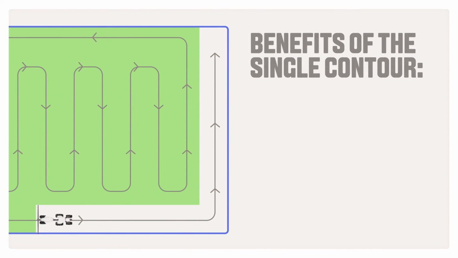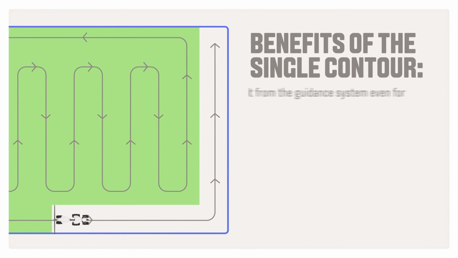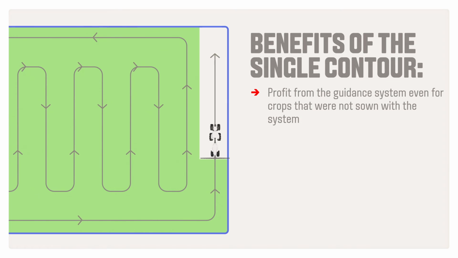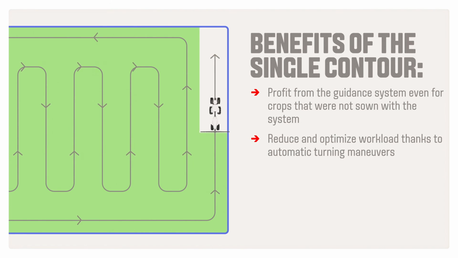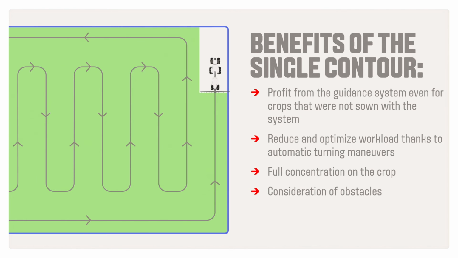With the wayline type single contour mode, you profit from the guidance system even for crops that were not sown with the system. Reduce and optimize workload thanks to automatic turning maneuvers. Now you can fully concentrate on plants and crops, taking obstacles into account.